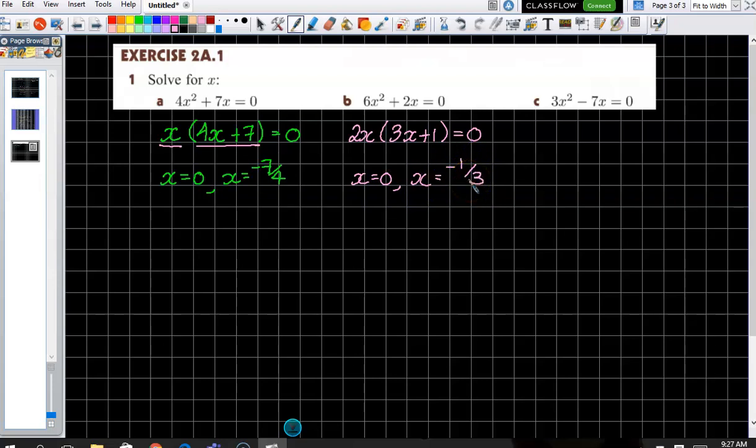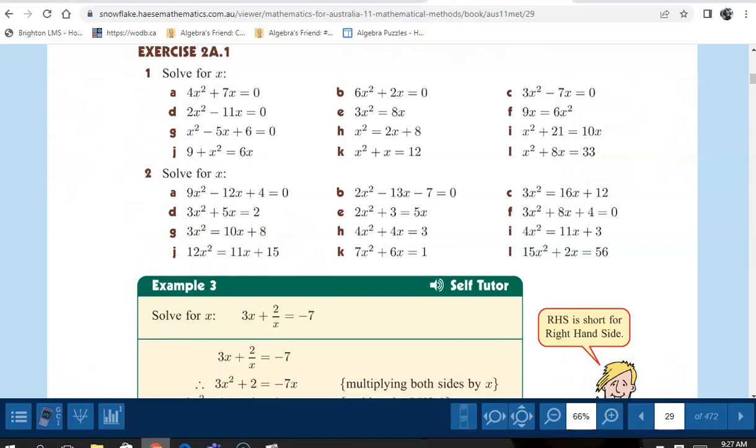We're good? Right. I'm going to give you a moment to try and finish 1, and then we'll have a look at 2, because those get a little bit creative.